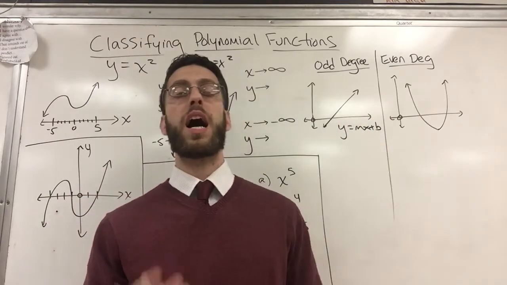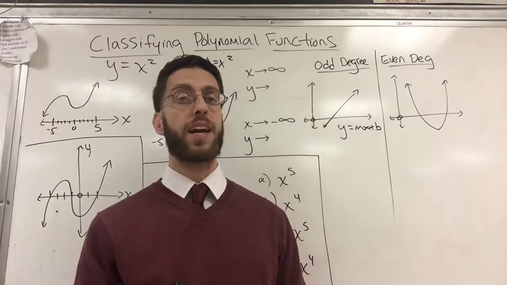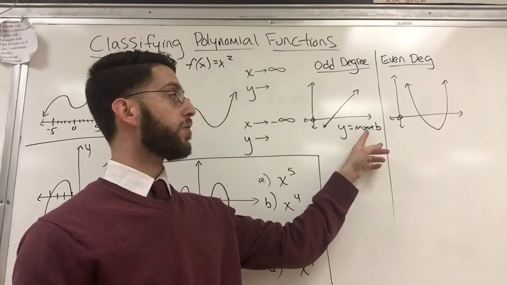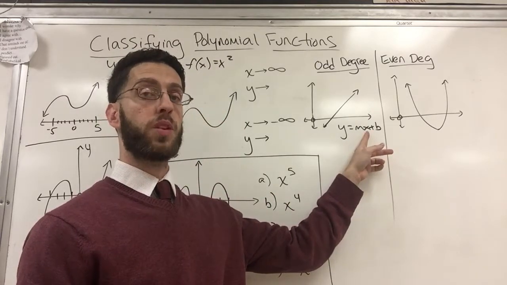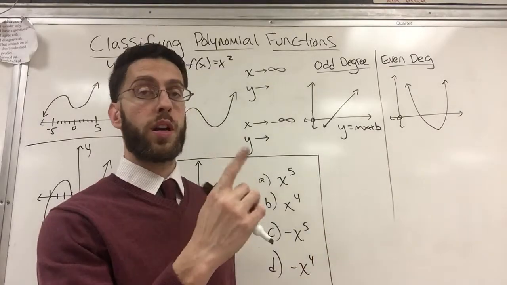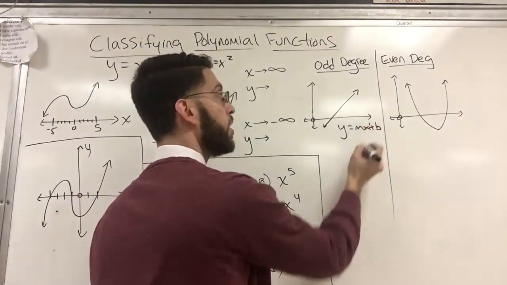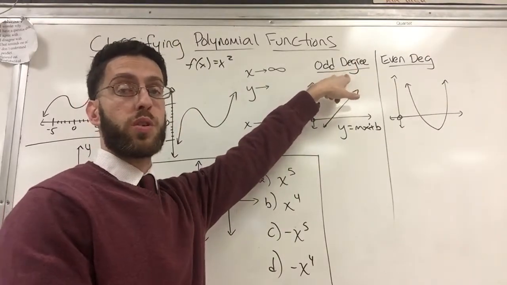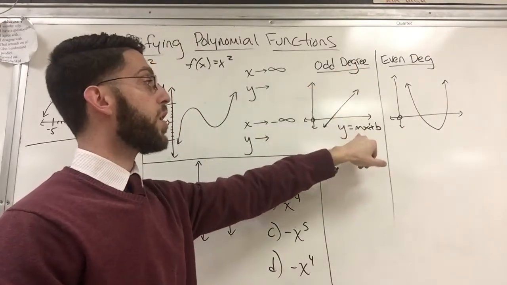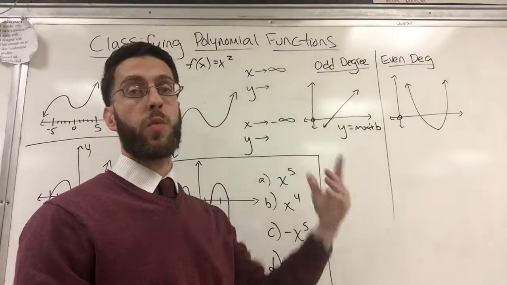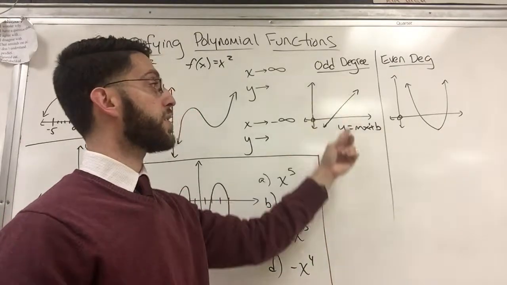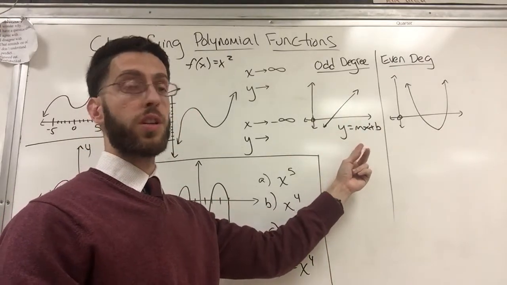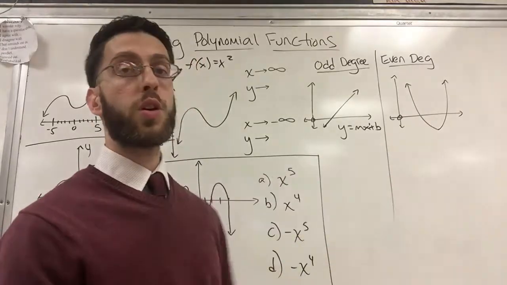Now, what is the highest power of x? The highest power of x, meaning what's the exponent there? There is none. That means there's a 1, a hidden 1. You should have known that already. Instead of using the word power, we're going to use the word degree. So the degree of this is 1, and 1 is an odd number, so this counts as an odd degree function.